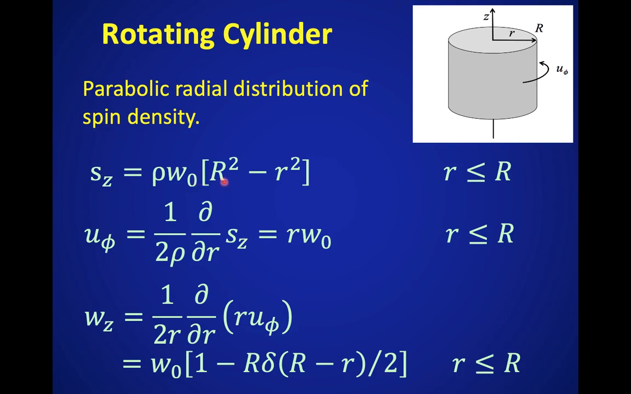And the spin density in that case is parabolic, maximum at the center and drops to 0 at the edge. If we take 1 over 2 rho times the curl, we get a velocity in the azimuthal direction, r times the angular velocity. And if we take half the curl of that to get the angular velocity itself, it comes out to be a constant inside the cylinder, and then there's a delta function at the edge where the velocity suddenly drops to 0. So velocity is increasing outward and then suddenly drops to 0. So we get a delta function with a minus sign at the edge.